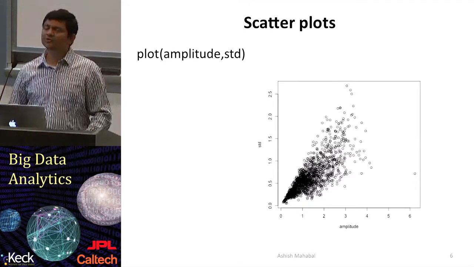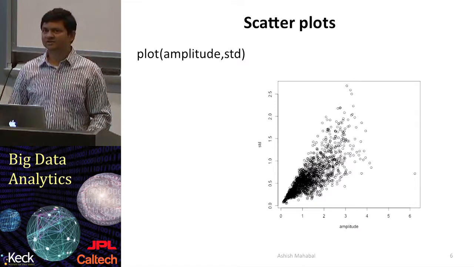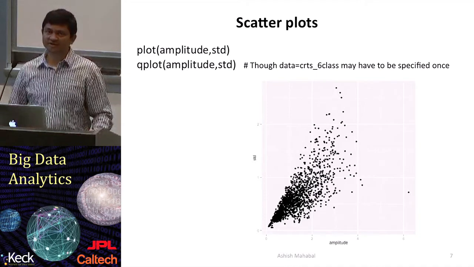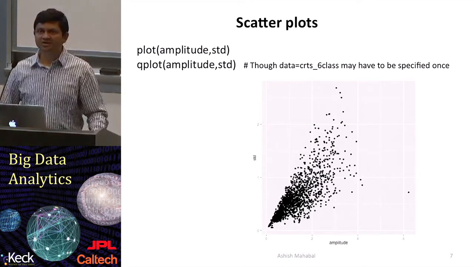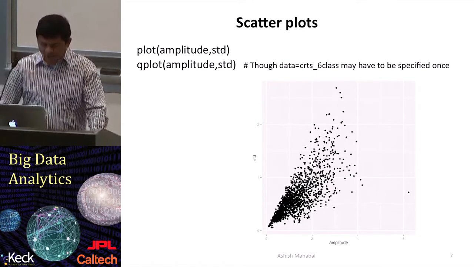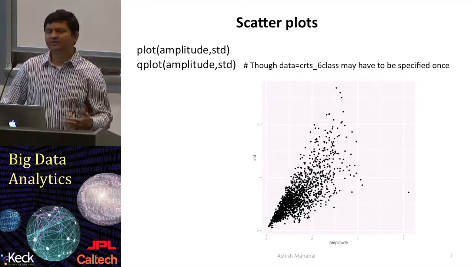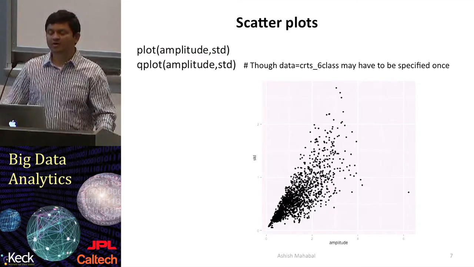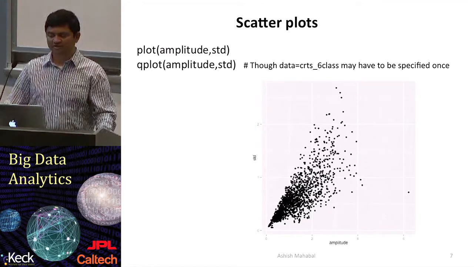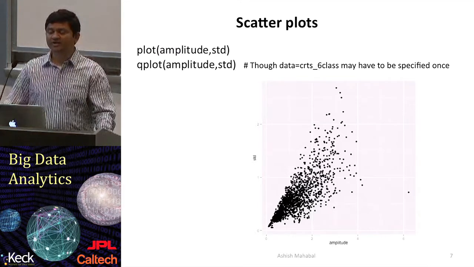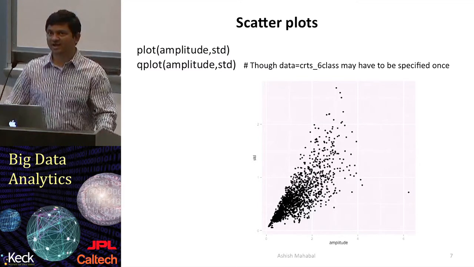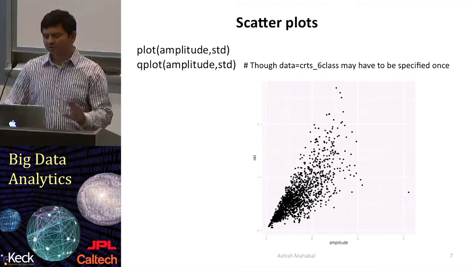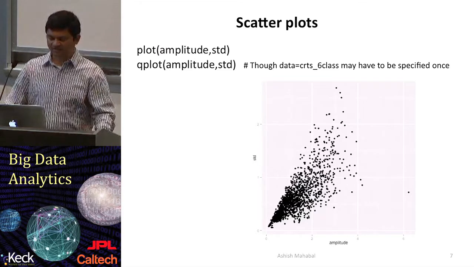Now, ggplot2 has 2 different techniques. qplot, which is the simpler one but not as powerful, and ggplot, which is the more powerful, and that's the one that you should be using. But we also should see how qplot can be used. In the case of qplot, which has essentially been written to do a mapping to the base graphics plot, you can simply say again qplot(amplitude, std), and you'll get the same functionality. In this case, of course, the data equal to CRTS_6class has to be attached at some point before, otherwise you have to stipulate that as an argument. And the plot looks slightly different, but it's exactly the same functionality.